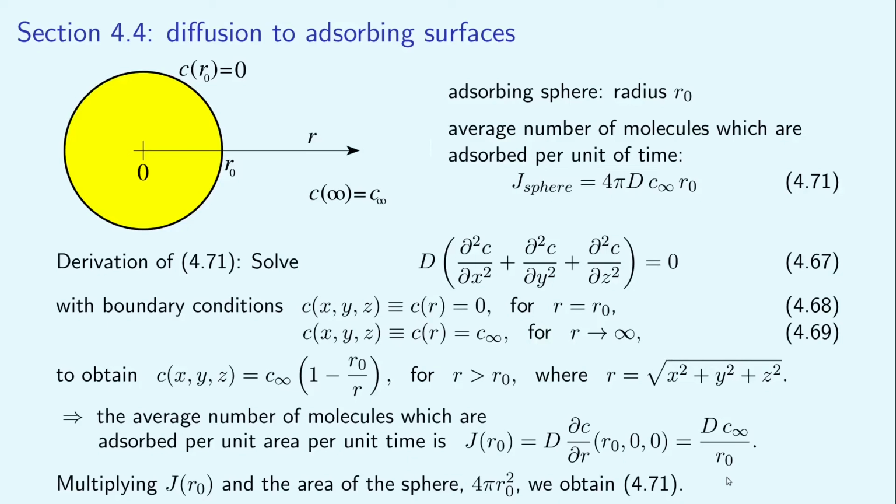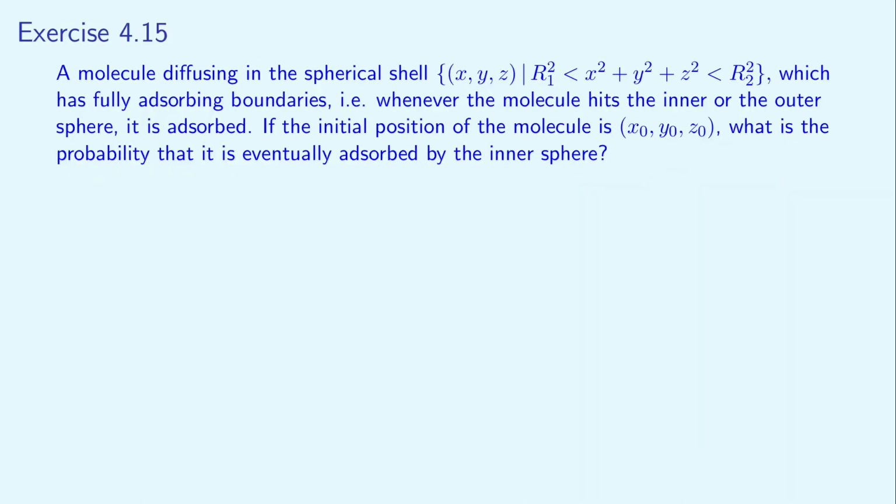Consequently, the average number of molecules which are removed by the adsorbing sphere per unit time is given as a product of j(r0) and the area of the sphere, 4 pi r0 squared, so that we derive equation 4.71. Other three-dimensional problems are left to you as an exercise.